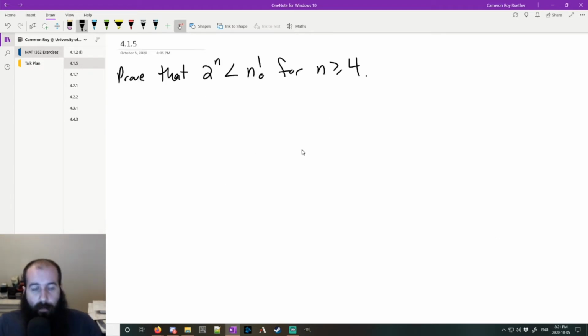Exercise 4.1.5 tasks us with proving that 2 to the power of n is less than n factorial when n is greater than or equal to 4. And because this is over a range of natural numbers, n greater than or equal to 4, it lends itself well to induction, which is what we'll be using. So our proof is again by induction.